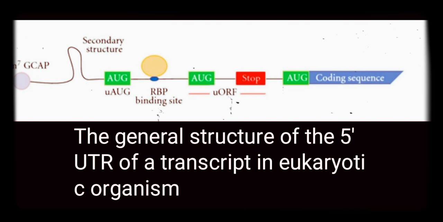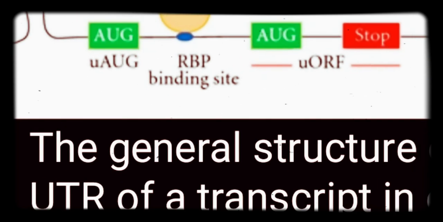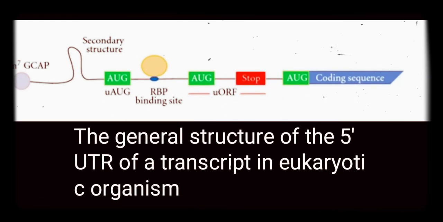So in many levels this UTR is regulating the gene at the level of transcription, especially at the level of translation also. Okay, I think I have also discussed this upstream open reading frame to you during the translation process. So this was about the structure of the 5' UTR.